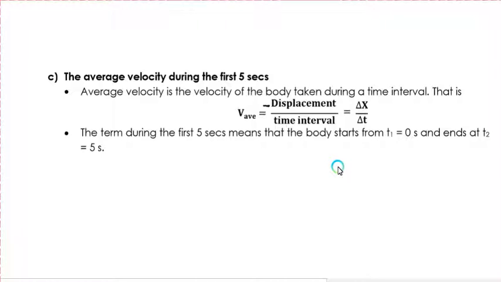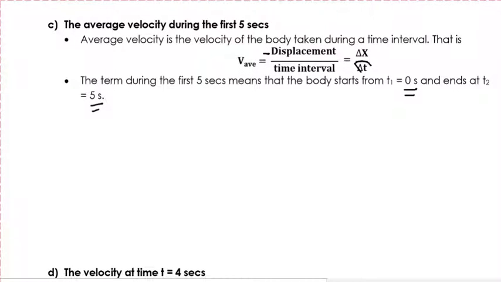So the term during the first 5 seconds means our body starts from our time of 0, so your time is 0, and then it ends at our final time, which is equal to 5 seconds. So we don't have a problem with the change in time. But since we will be solving for the average velocity, we still need the value of the displacement. Still the same, we already solved for the displacement earlier. So we will use the same process for letter C, but a different value will be substituted.